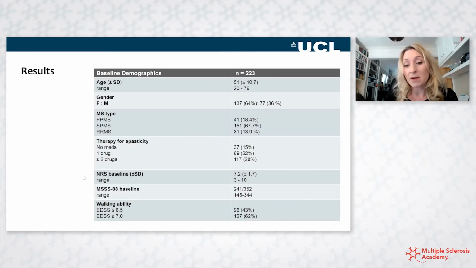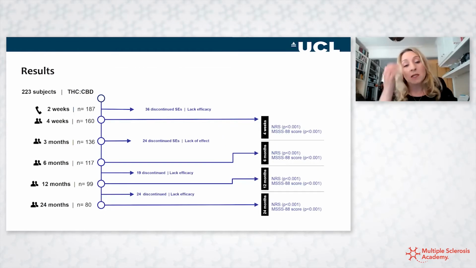Their baseline NRS was 7 out of 10, so this is quite severe spasticity. With the NRS, 0 to 4 is mild, 4 to 7 moderate, and above 7 we consider more severe. And then you can see we don't have the exact DDSSs, but we divided them into those who could walk and those who were non-ambulant. You can see it's quite an advanced population. So I think this is quite interesting.